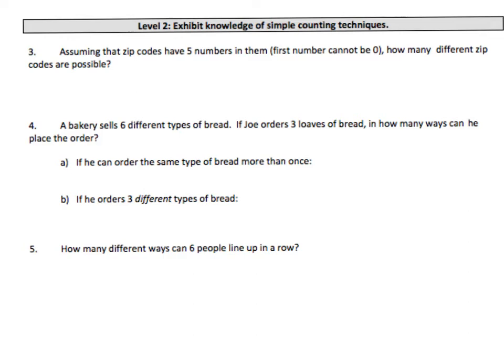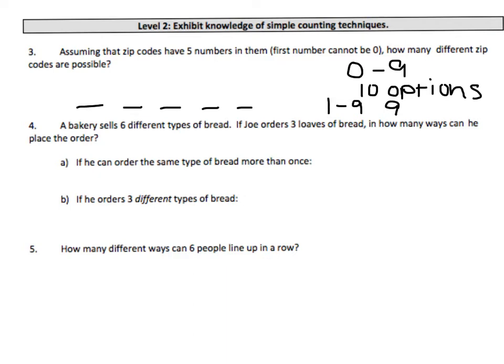Okay, so our zip code has 5 different numbers. And I could use numbers 0 through 9. That gives me 10 options: 0, 1, 2, 3, 4, 5, 6, 7, 8, 9. That's 10 different numbers that I could use. Except for the first one, I can only use numbers 1 through 9. So that's 9 options. In my first space in my zip code, I have 9 different options that I could use. I'm not saying that I'm using the number 9. I'm saying I have 9 options.